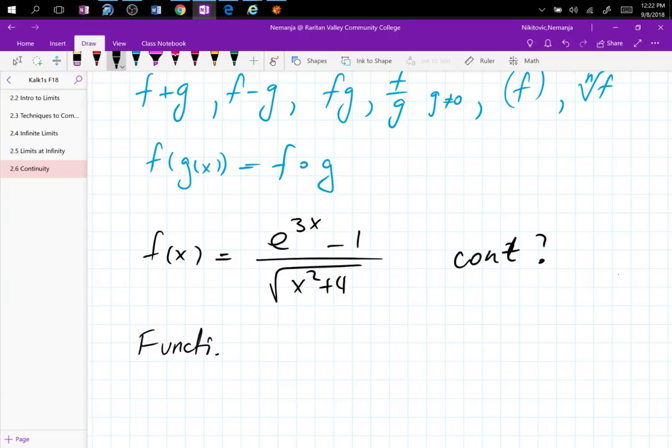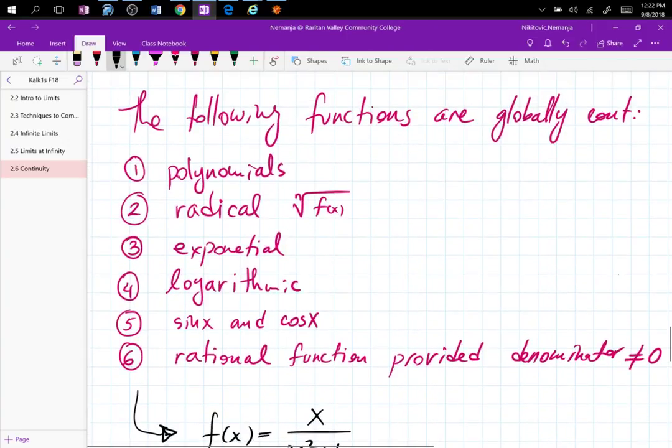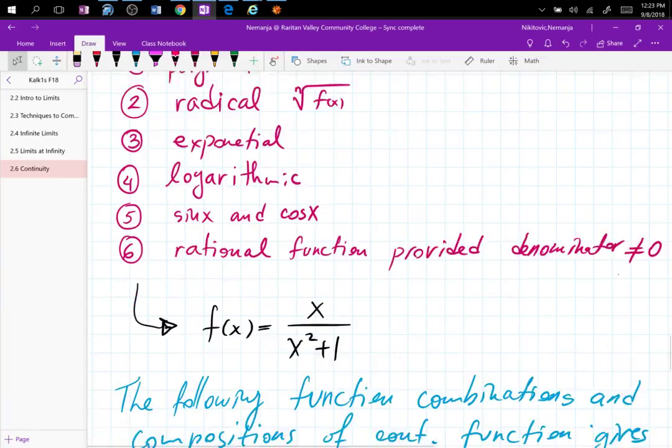Functions e to the x, 3x, 1, x squared plus 4, and square root of x are all continuous by this theorem here. So the entire list of functions I listed there is continuous because they're all on this list.